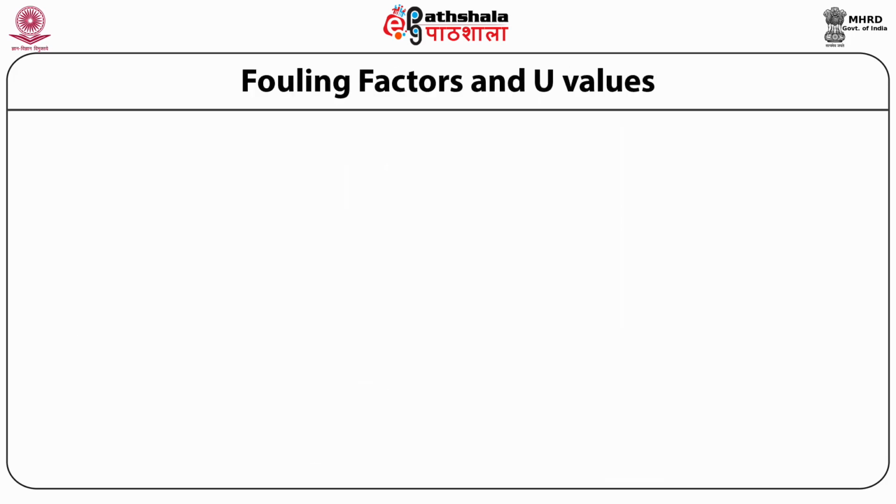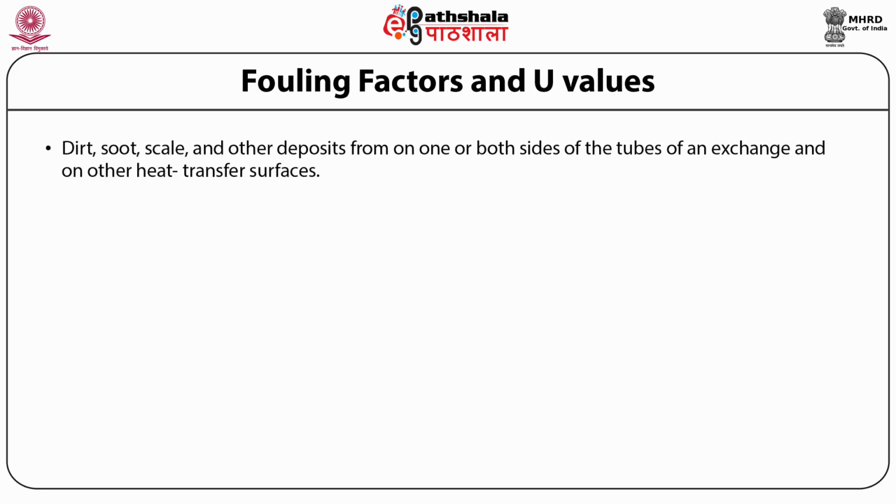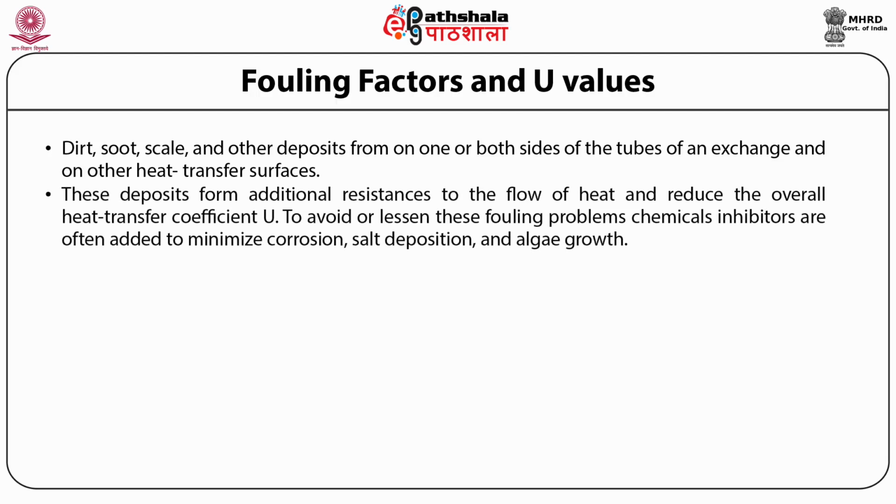Now, we will discuss the fouling factors. So, what is fouling? Dirt, soot, scale and other deposits form on one or both sides of the tubes of an exchanger and on other heat transfer surfaces. These deposits form additional resistances to the flow of heat and reduce the overall heat transfer coefficient, that is U. To avoid or lessen these fouling problems, chemical inhibitors are often added to minimize corrosion, salt deposition and algal growth.